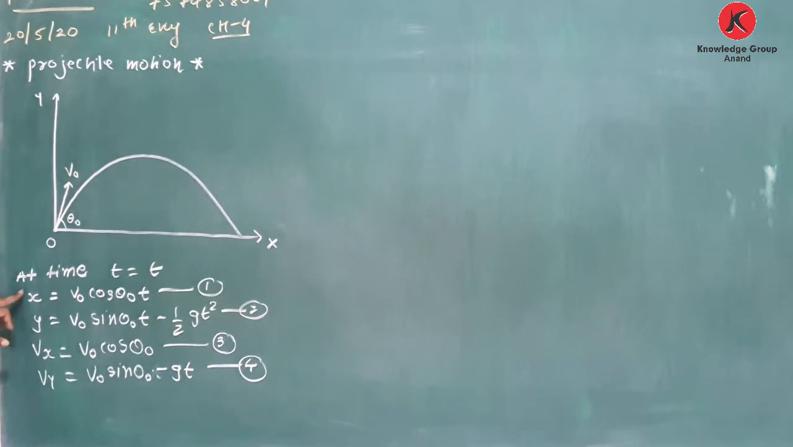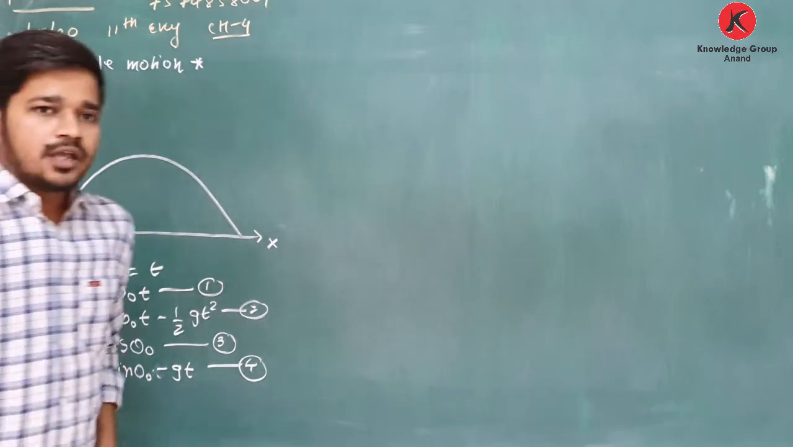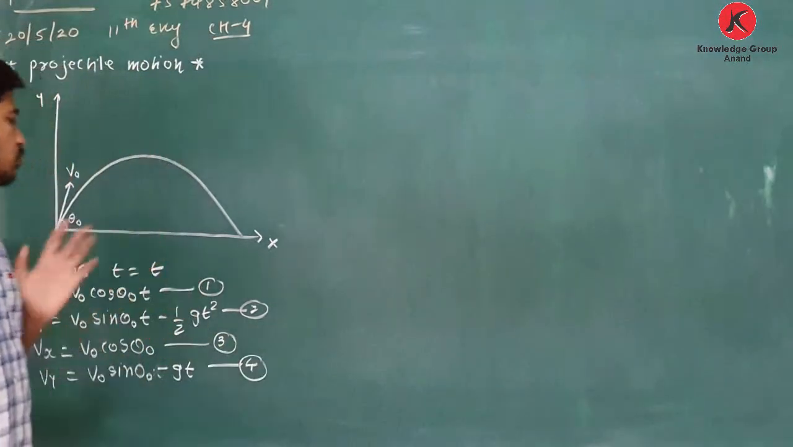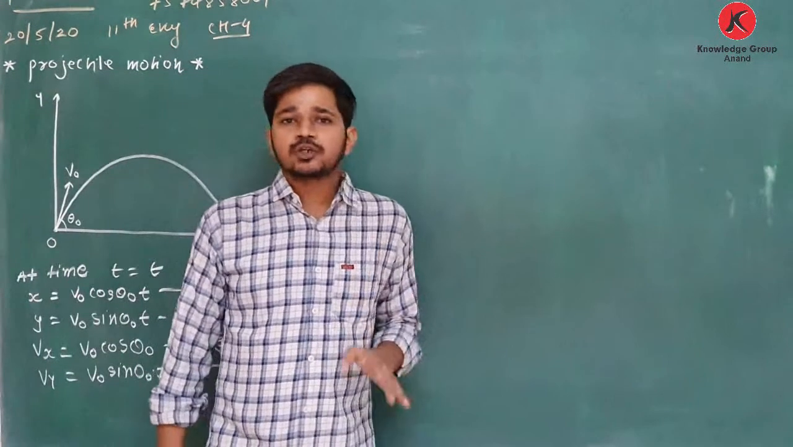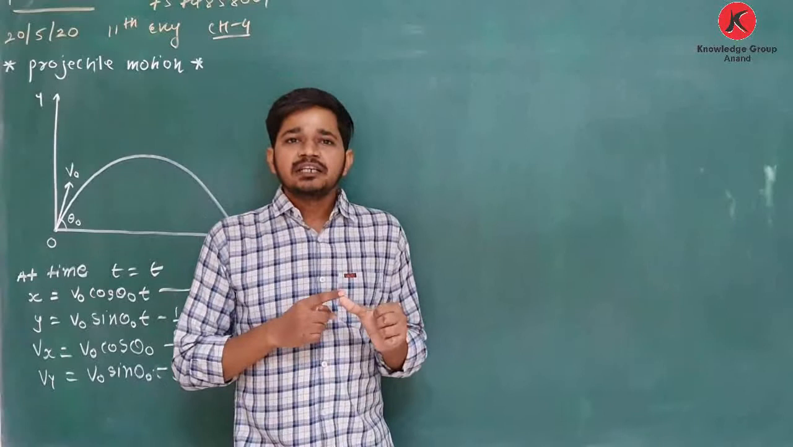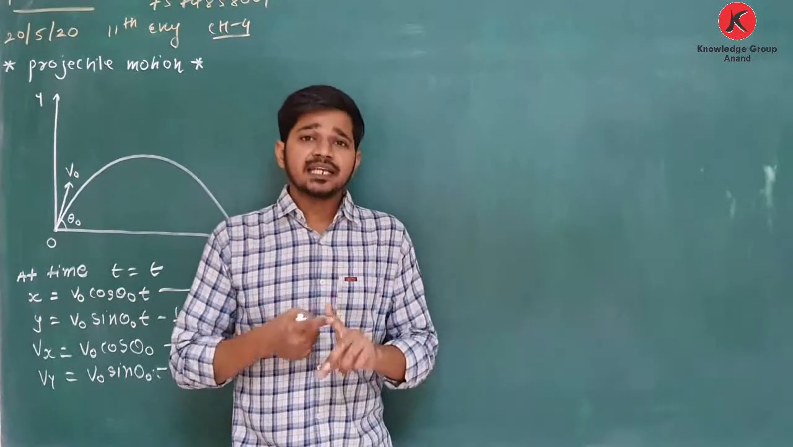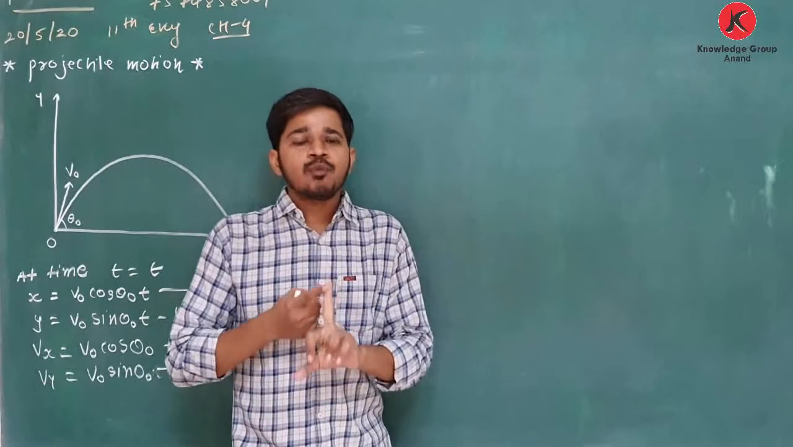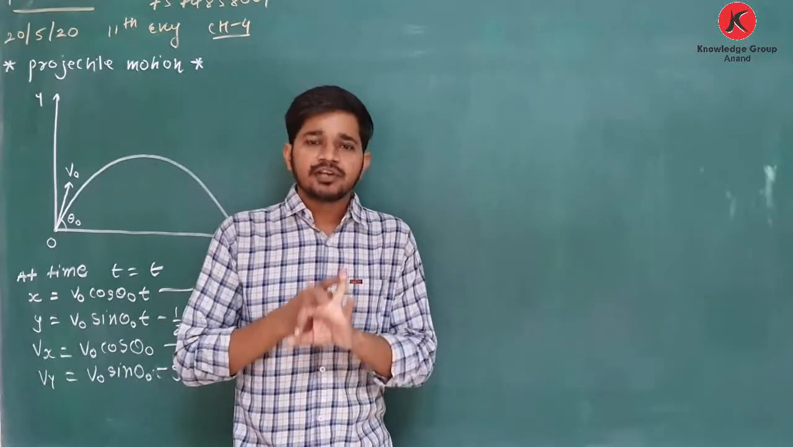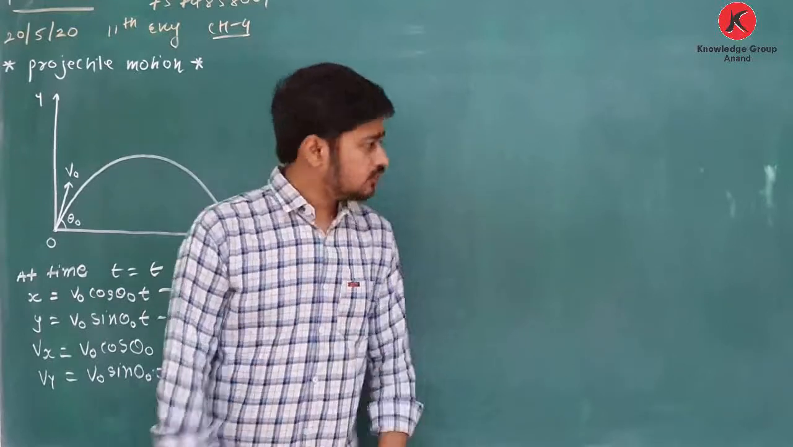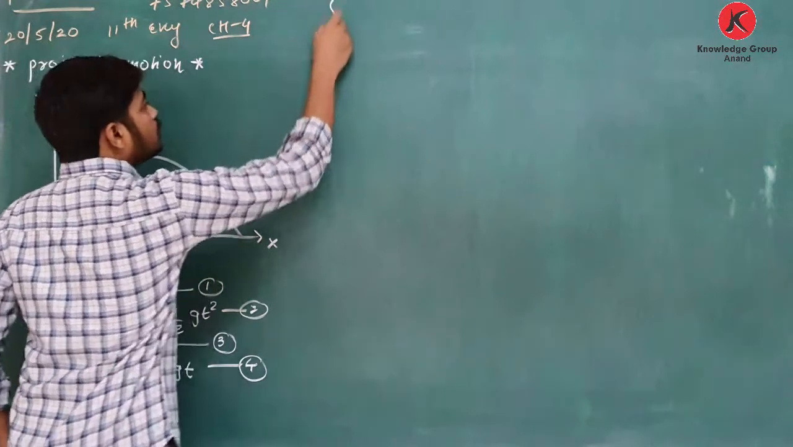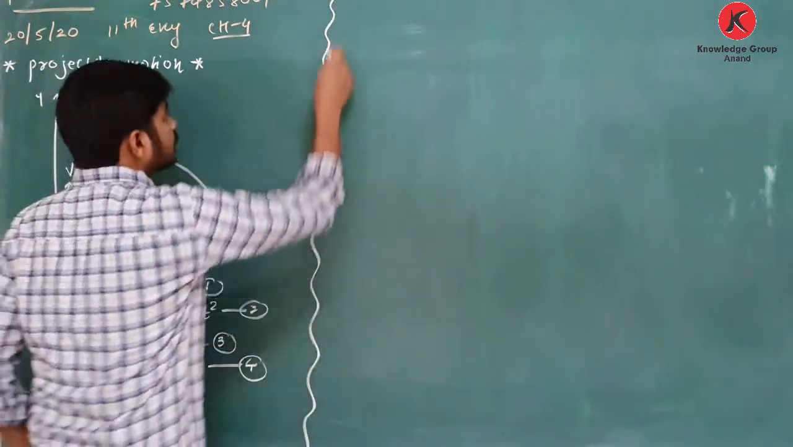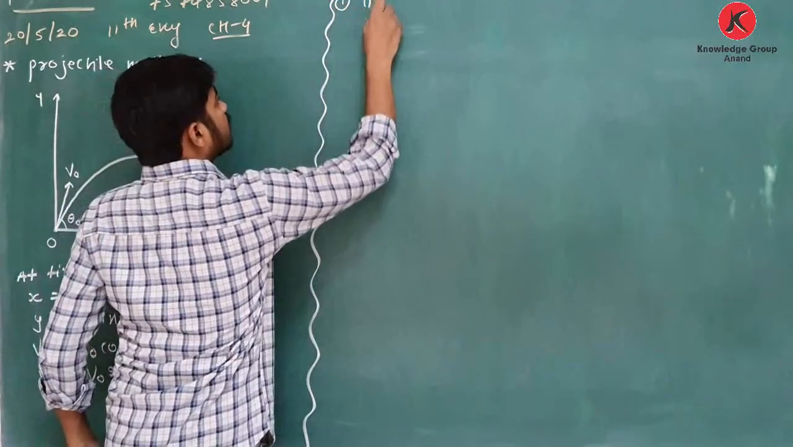With the help of equations 1 and 2, in the last lecture we obtained the equation of projectile motion. Now today in this lecture we will study four terms related to projectile motion. First, time to reach maximum height. Second, maximum height. Third, time of flight. And fourth is range. We will study each and every term one by one. First, time to reach maximum height.